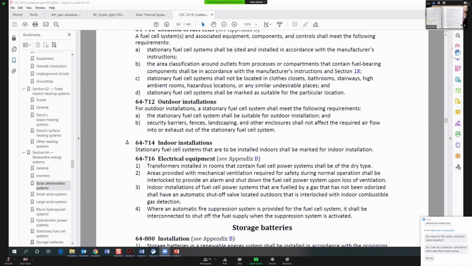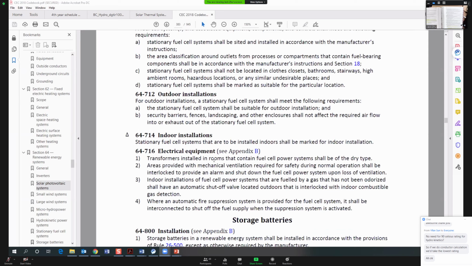Electrical equipment. Transformer installed in a room containing a fuel cell power system shall be the dry type. So if you have an oil-cooled transformer with the fuel cell together, that's going to be big trouble if you ever catch on fire.